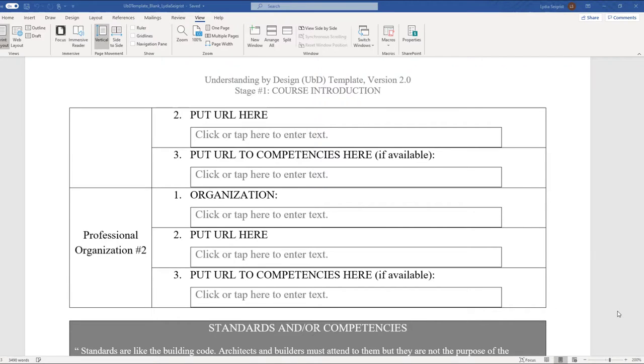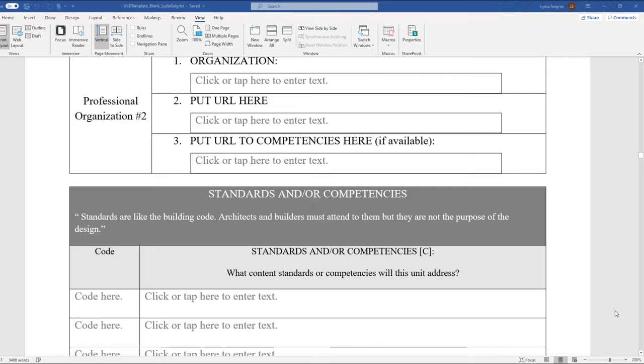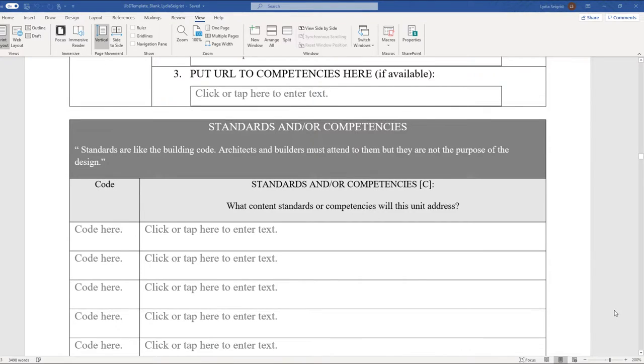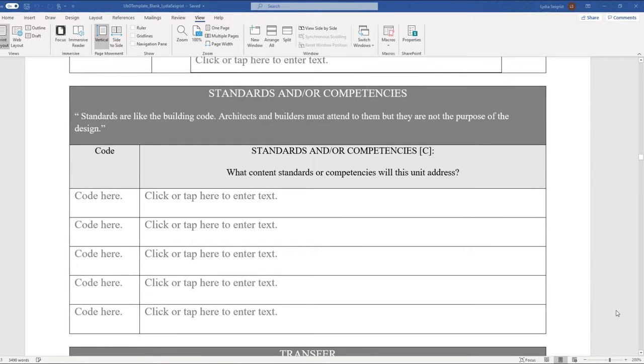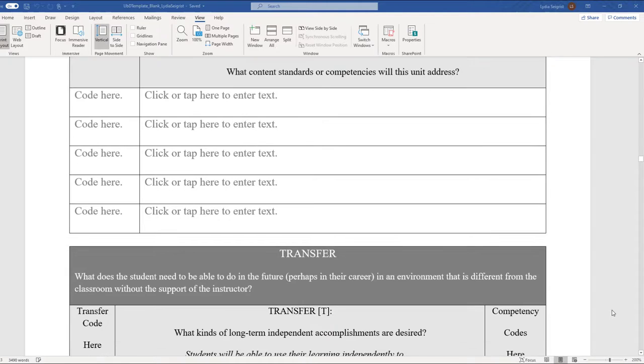And you'll want to have more than one professional organization. Once you find what organizations you're going to use, then you're going to break down the standards. You're going to search through them. You're going to find the code to that standard, and then you're going to write in specifically what that standard is. And you're going to want to make sure that you have more than a few, especially if you have a few professional organizations that you use. So you're going to put the code in one side, and then you're going to put the standard in on the other side. And that's important for what we do next, which is transfer.